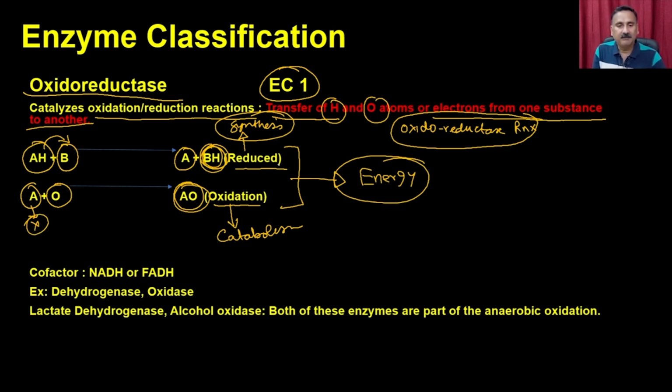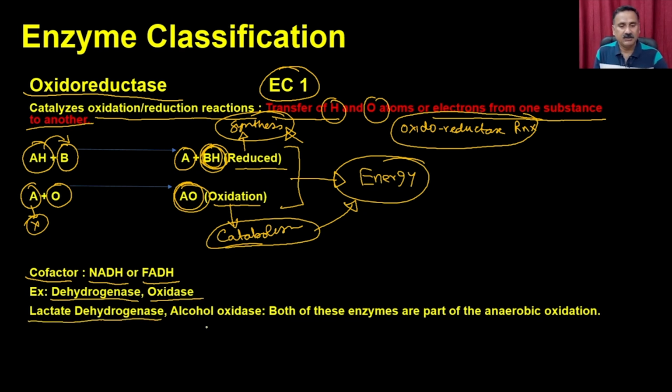In the synthesis part, energy is going to be taken up, whereas in the catabolic reactions the energy is going to be produced. Since electrons are involved in these enzyme reactions, you are always going to use different types of cofactors. For example, NADH or FADH can be a cofactor. Examples are the dehydrogenases and oxidases, like lactate dehydrogenase and alcohol oxidase. Both of these enzymes are part of the anaerobic oxidations.